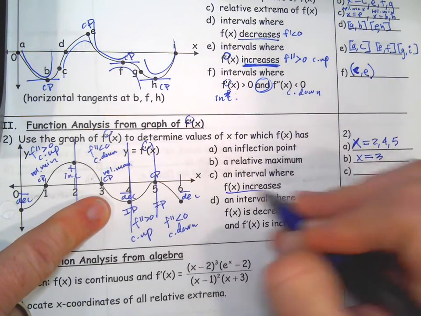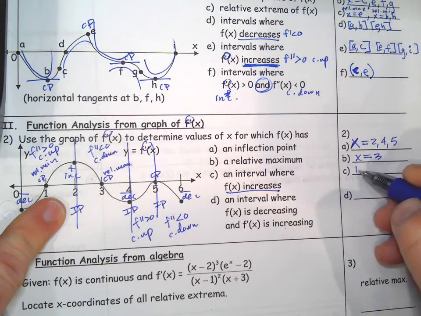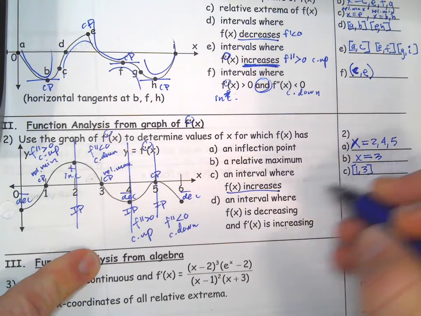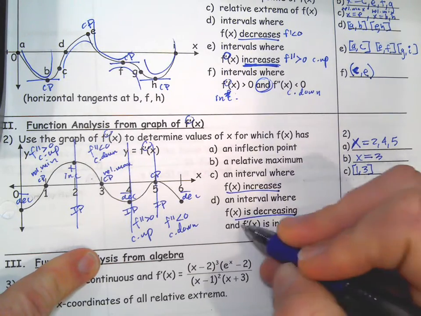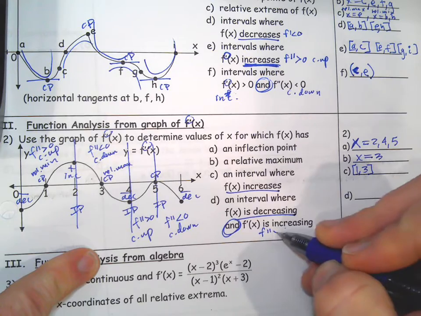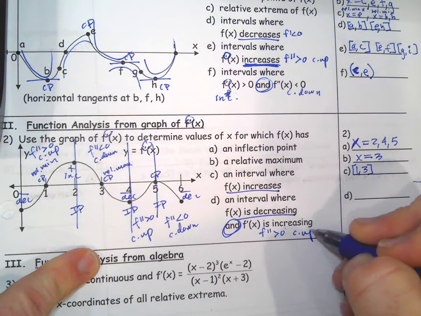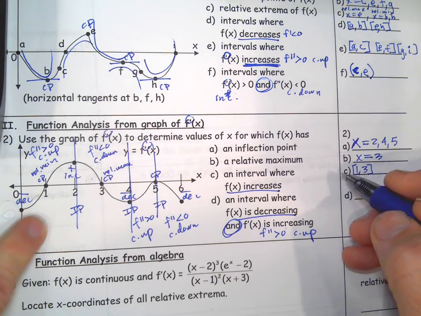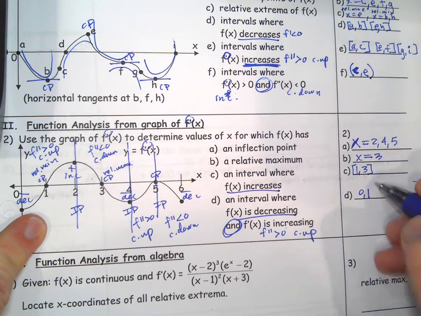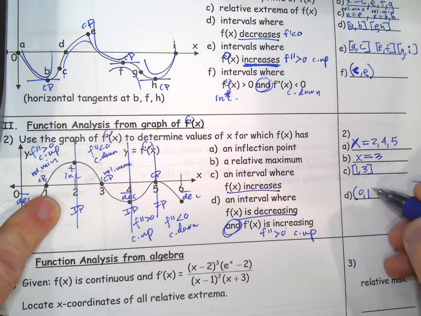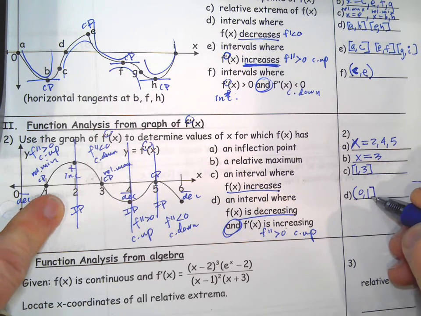Intervals where f is increasing. 1 to 3, include the endpoints, right? Intervals where f is decreasing and f prime is increasing. That'd be f double prime is positive, which is concave up. So where is the graph below the axis and concave up? So I'd say 0 to 1. We're not going to include 0 because that's the edge of concavity. We are going to include 1 because that's the edge of decreasing, but in the middle of concave up. So we include the 1.